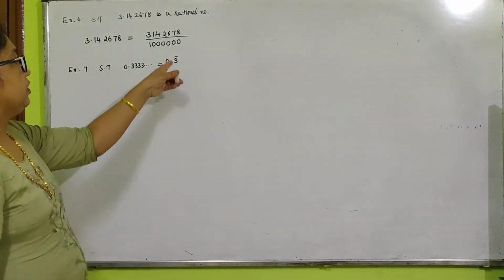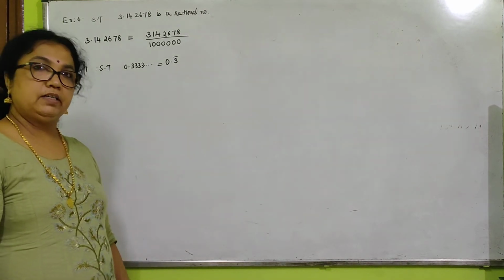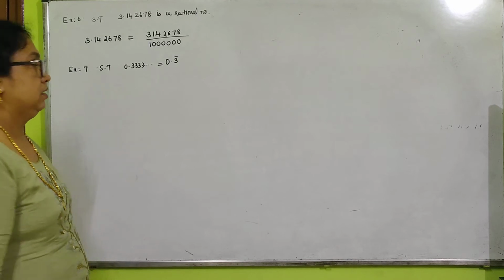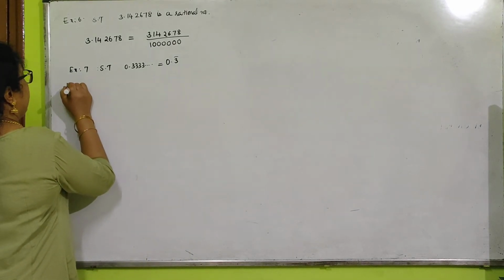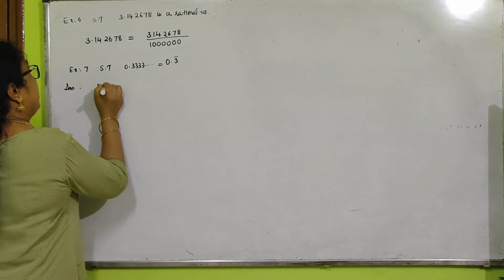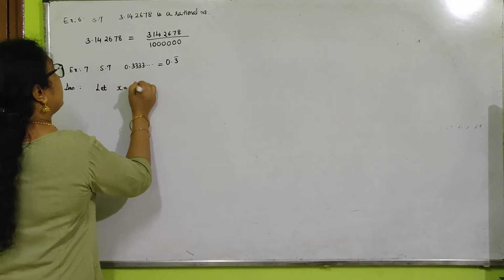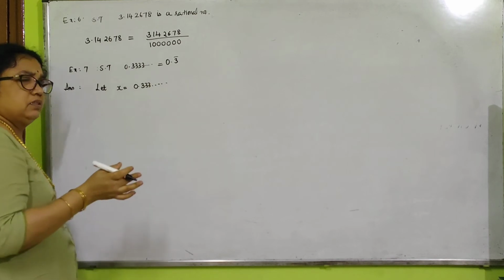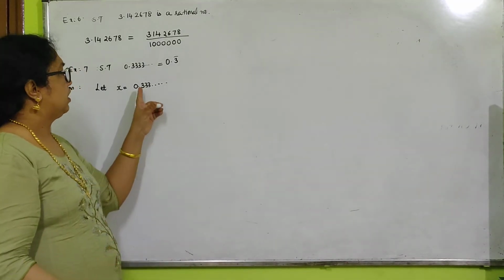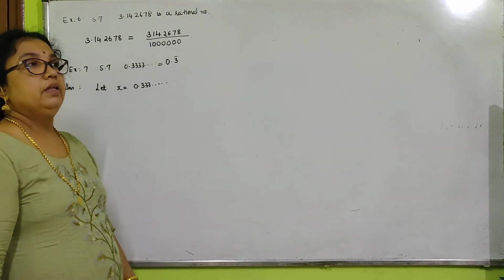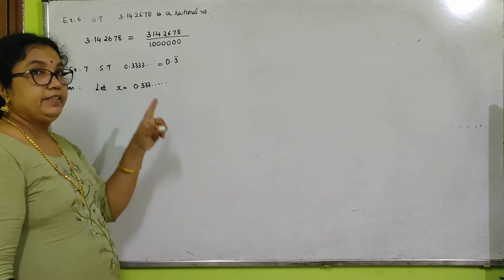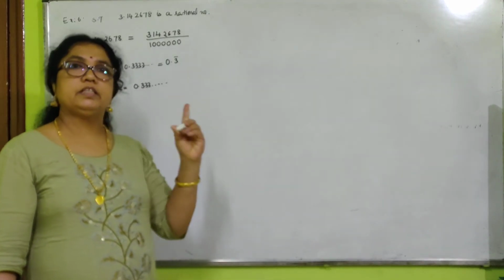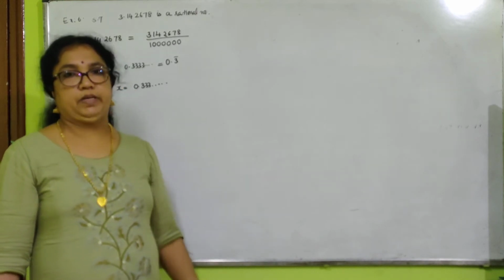First, the number which you have to prove as a rational number in p by q form, you have to take that one as x. Let x equal to 0.3333 and so on. Then look at how many digits are repeating. In 0.3333 only 1 digit is repeating.